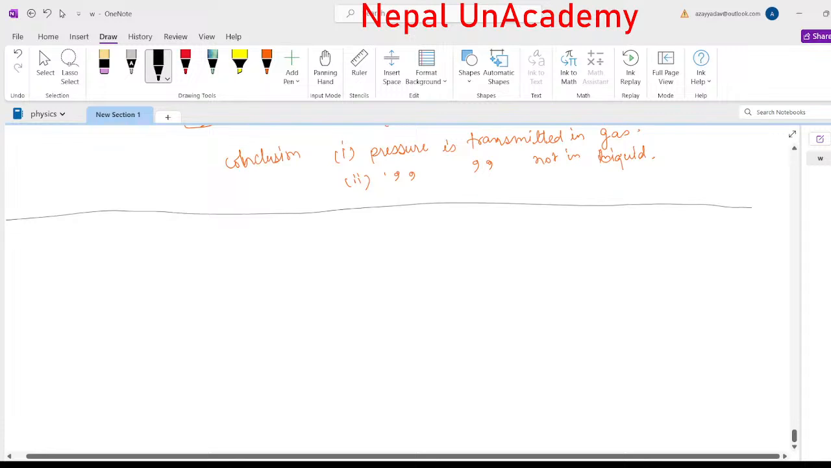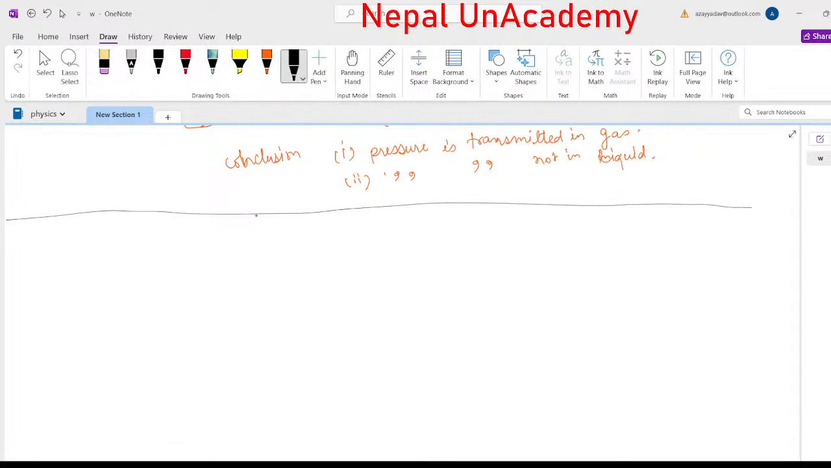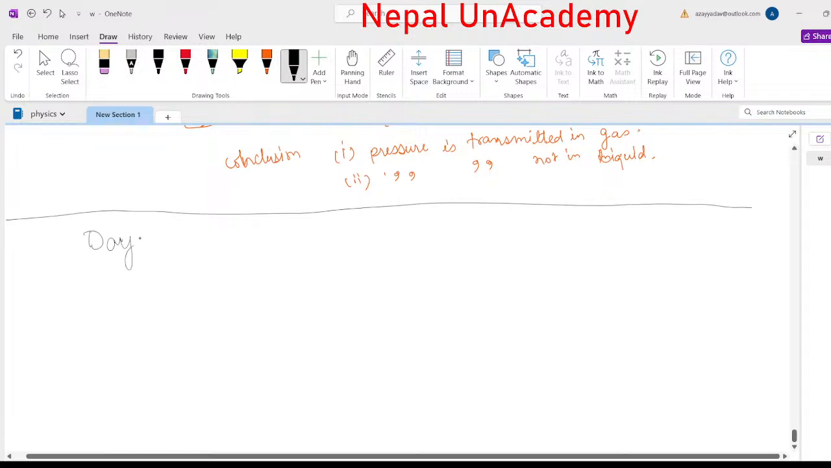Let me use the other pen. Okay, we will use this pen. But this is not good. Use this. Maybe this pen. So we are in the day 2 class. This is fine. Okay, this is visible.